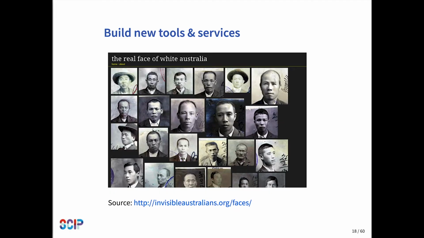But as well as in commercial terms, APIs open up the possibility for us to build and create new tools and new services. What we see here is the front page of a tool created by Tim Sherratt, The Real Face of White Australia, that basically used a machine learning algorithm to extract photos from records from the National Archives of Australia and assemble those into a new interface to look, investigate and access those records in ways that weren't previously possible.